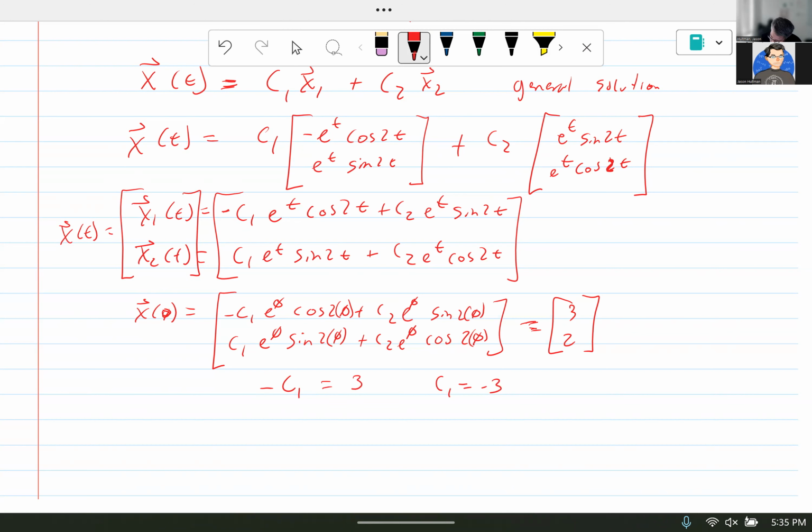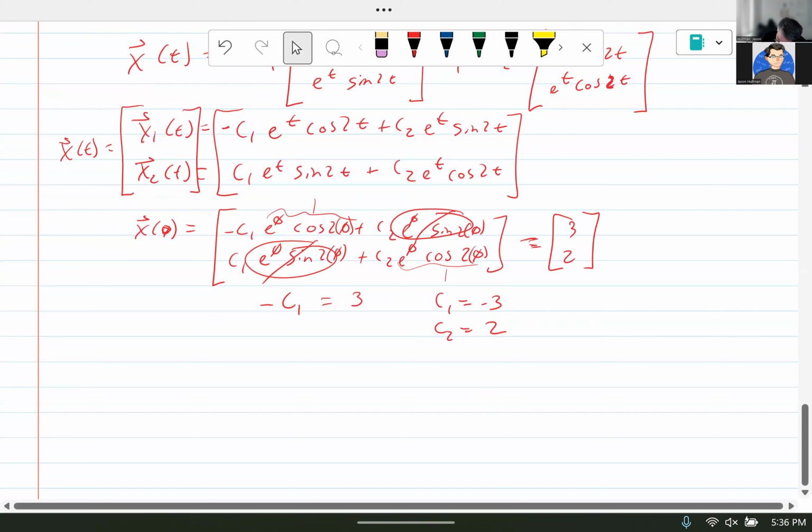The other one: the sine of 0 makes the first term go to 0, and the second term goes to 1. So I'm just left with c2 equals 2.